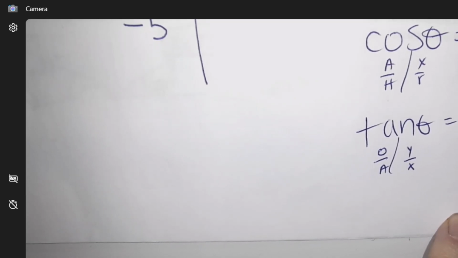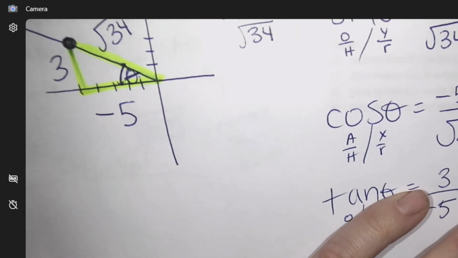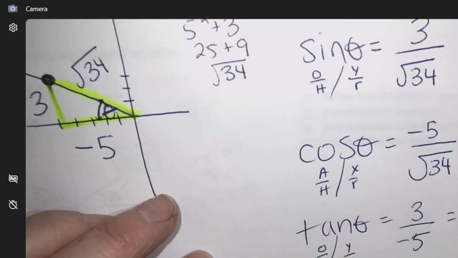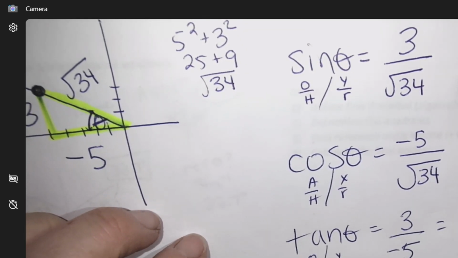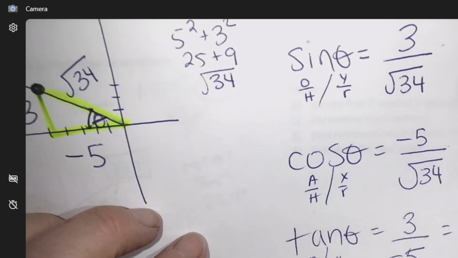Okay, let's talk about ASTC for a second. We put this drawing in quadrant 2. So what should happen in quadrant 2? Sine should be positive. Look at that, it was. What should cos be? Negative. What should tan be? Negative.